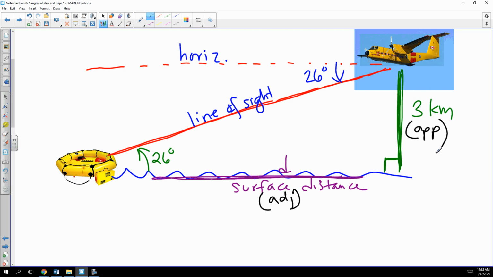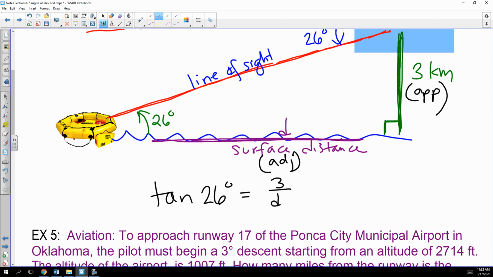So which trig function uses opposite and adjacent? Tangent of 26 degrees equals 3 over d. And then you follow the same thing, multiply by d on both sides, and then isolate, don't forget to divide by tangent of 26. So I'm skipping that step. So you get d equals 3 divided by tangent of 26 degrees.